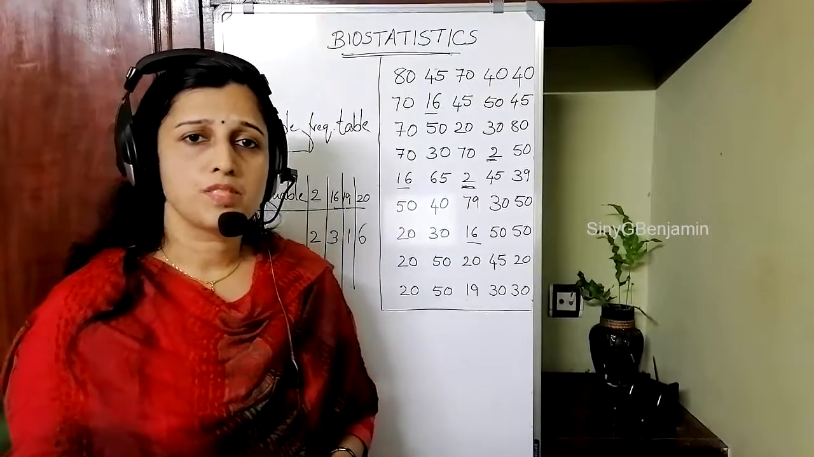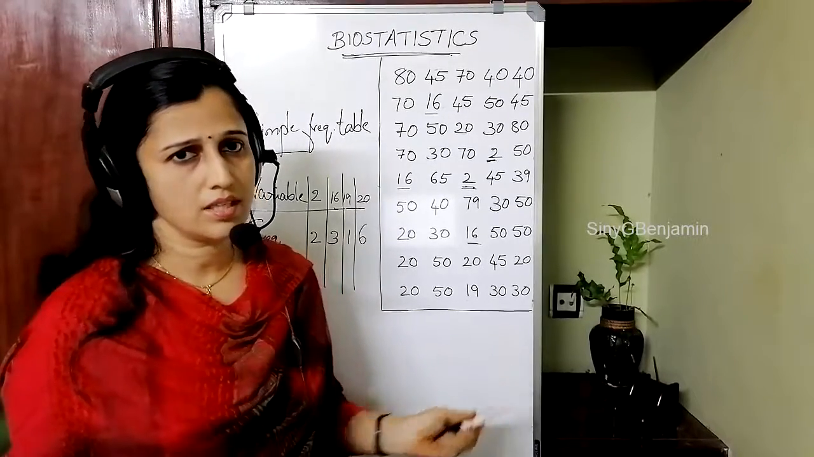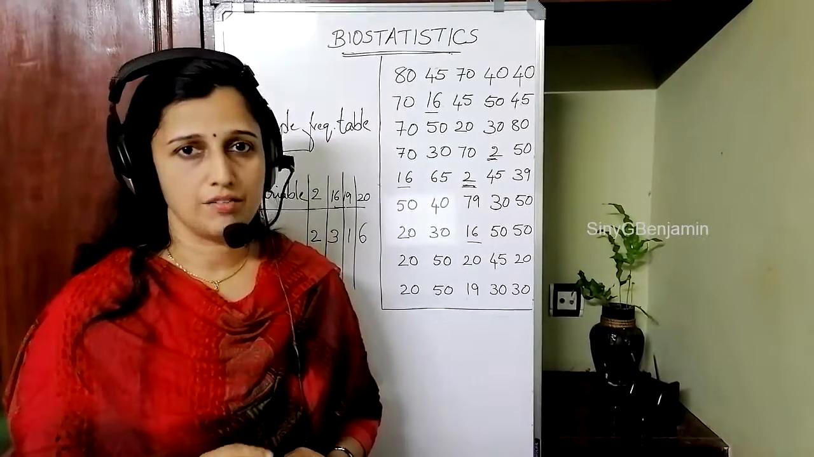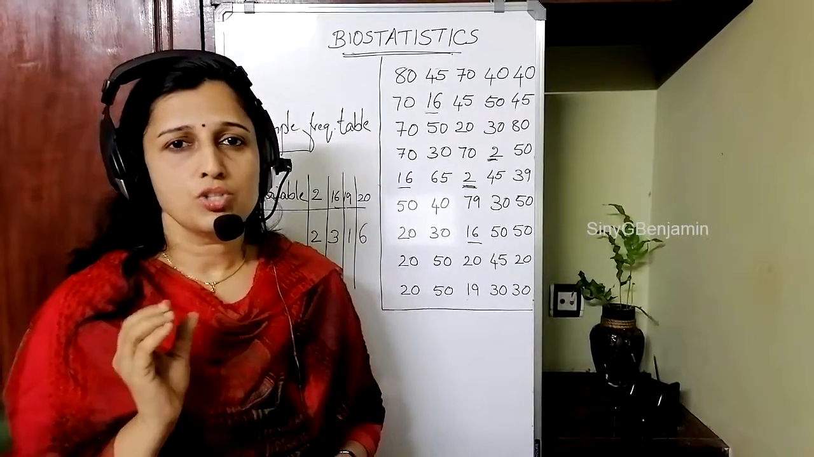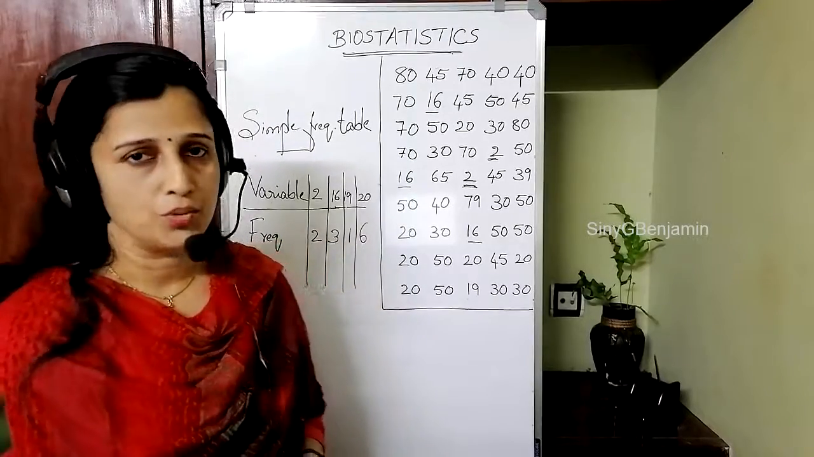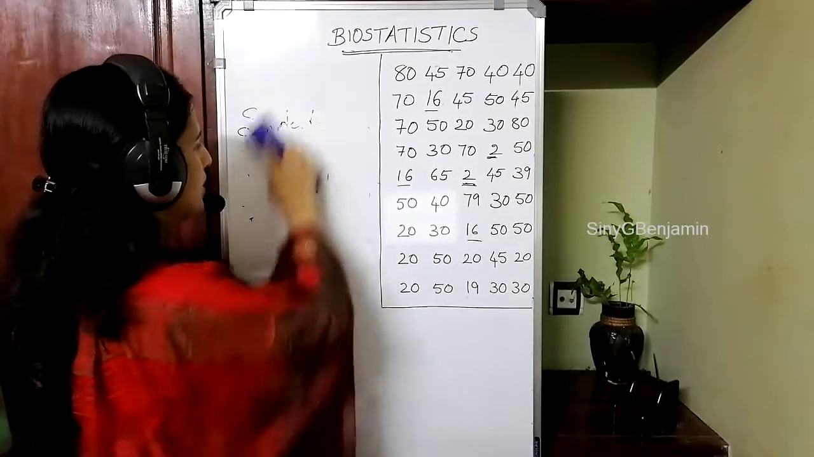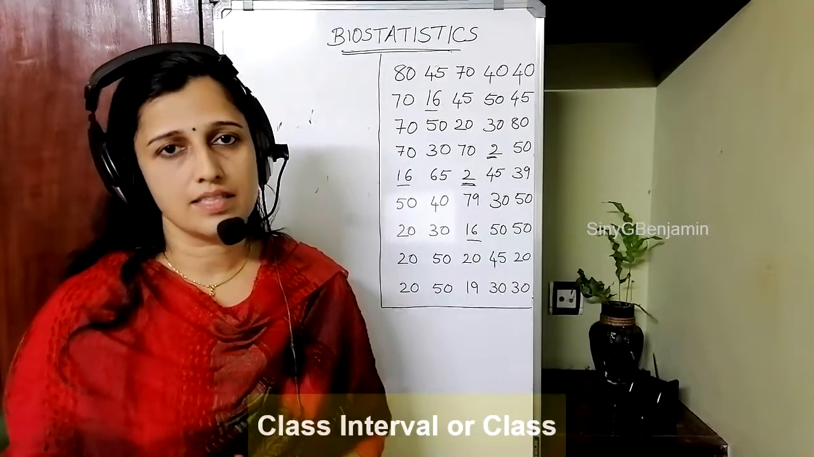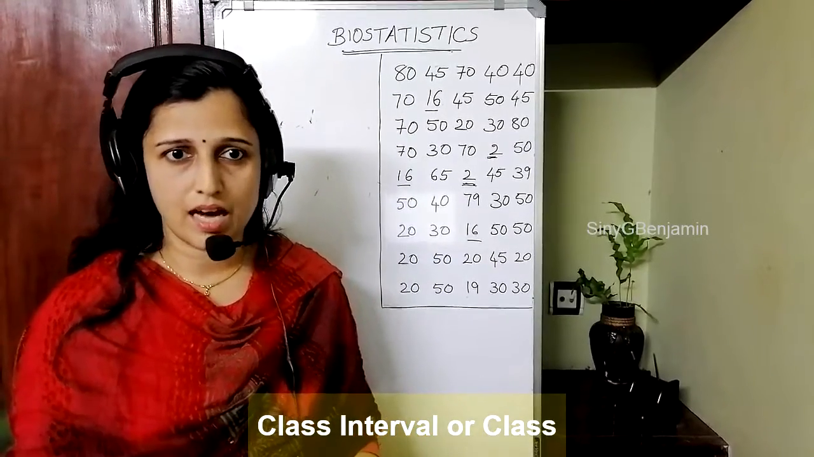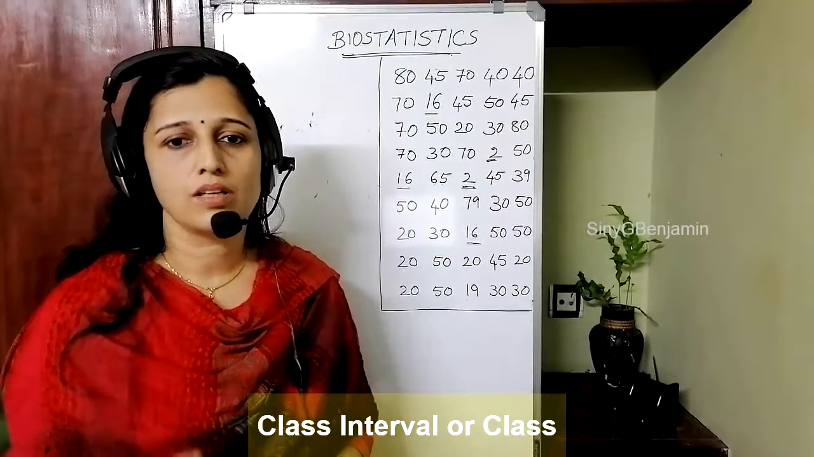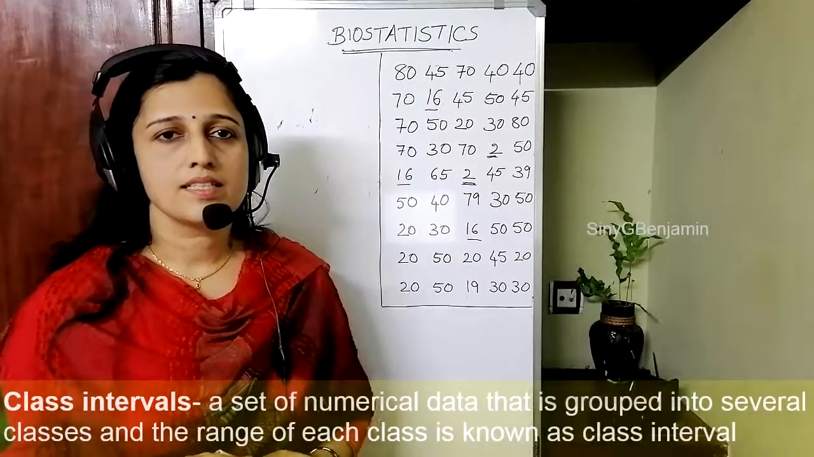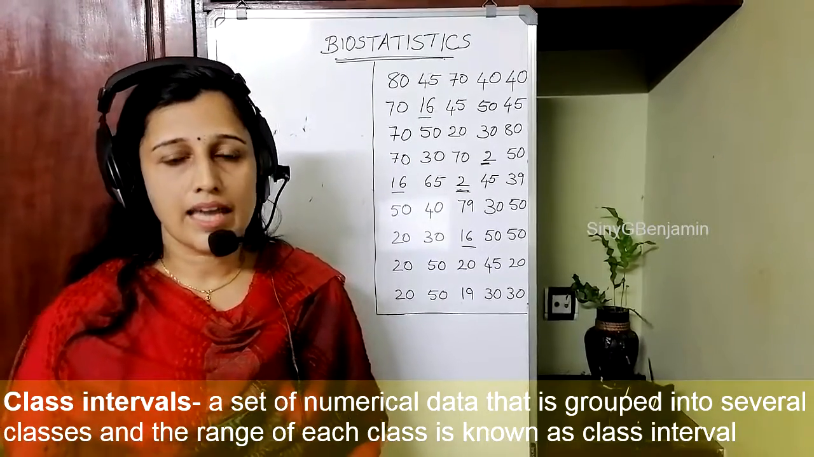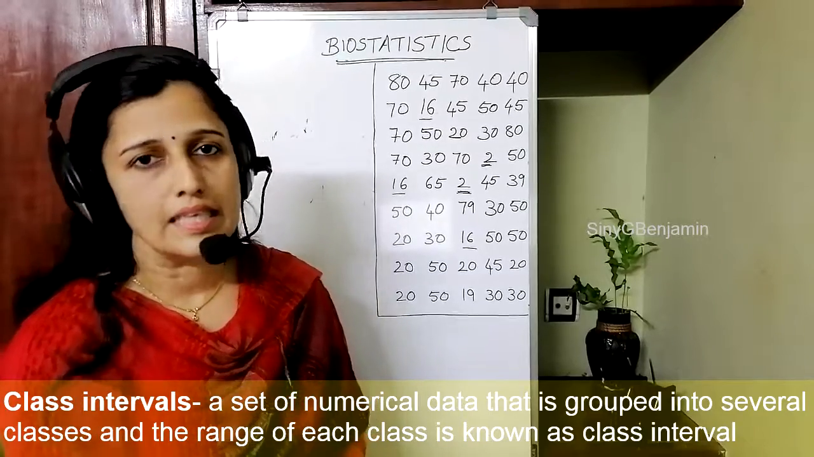When a large number of observations varying in a wide range are available, these are classified into several smaller groups according to the size of the values. According to the size of the values, it is divided into smaller groups, and each of these groups is called a class interval or a class. If the data is large, it is grouped, and each group is called a class interval or class. Class interval is a set of numerical data that is grouped into several classes, and the range of each class is known as a class interval.